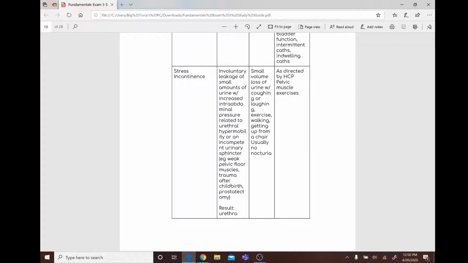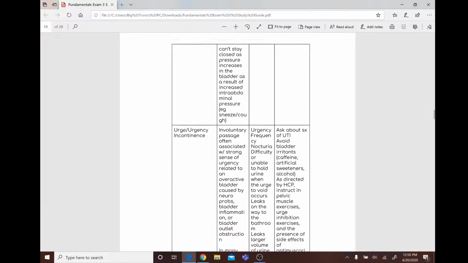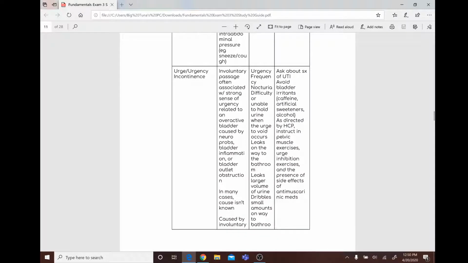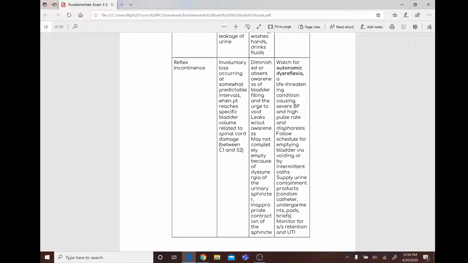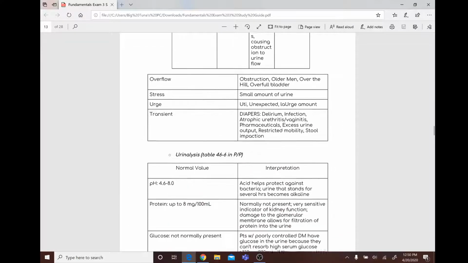Stress incontinence is abdominal pressure wise, like laughing and stuff. And then urge incontinence, you just can't stop yourself. You gotta go. You gotta go. And reflex incontinence is between C1 and S2. You can read those if you want.